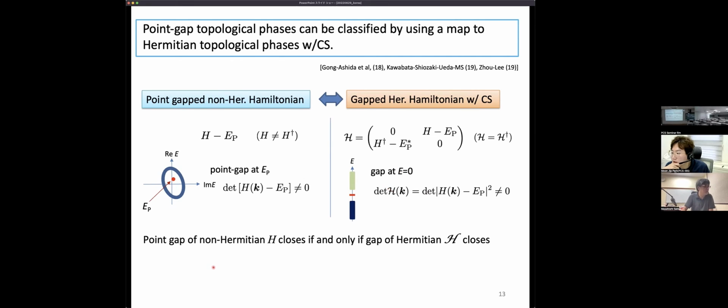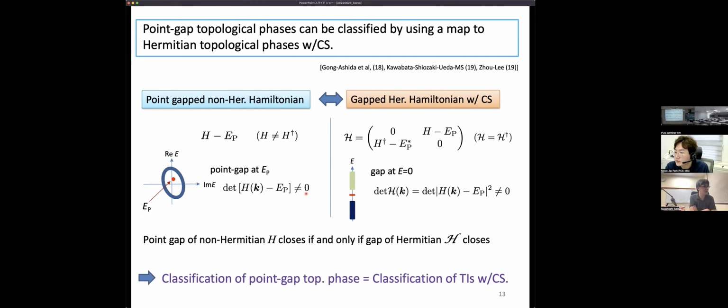And actually, we can show that the point gap of the non-Hermitian Hamiltonian closes if and only if the gap of this Hermitian Hamiltonian closes. So we have a correspondence between the gap closing of the non-Hermitian Hamiltonian and the Hermitian Hamiltonian. As you know, gap closing is necessary to obtain a topological phase transition. So this implies that the classification of the point gap topological phases coincides with the classification of topological insulators with chiral symmetries. So by using the knowledge of the classification of Hermitian systems, we can classify the non-Hermitian topological phases.